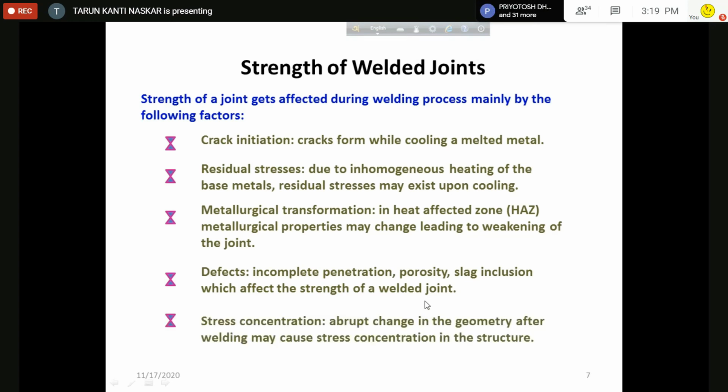Okay. Now stress concentration. Abrupt change in the geometry after welding. That means when you apply the filler material, then there is abrupt change of geometry, and due to that abrupt change of geometry, stress concentration is obviously caused. Stress concentration is caused due to the abrupt change of the geometry, that is due to the filler material.